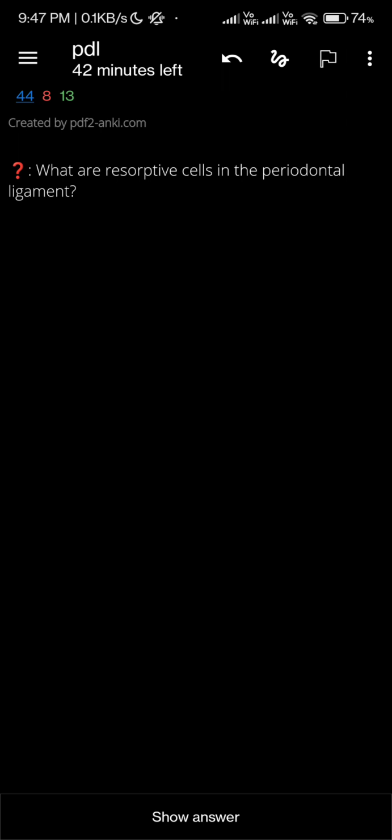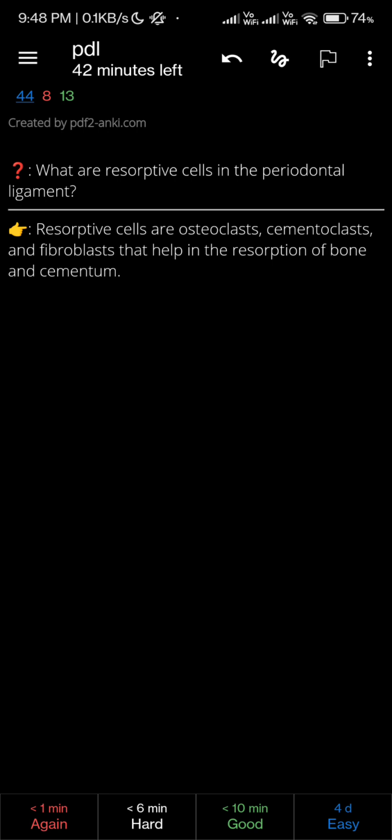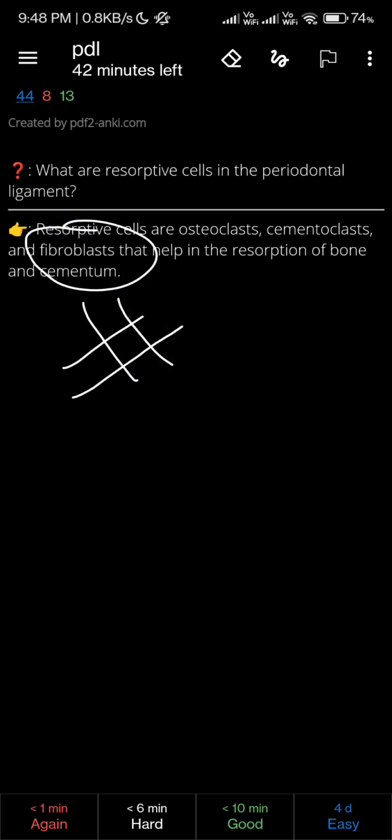What are the resorptive cells in the periodontal ligament? We have osteoclasts, progenitor cells, and cementoclasts. Resorptive cells are osteoclasts, cementoclasts, and fibroblasts, that help in the resorption of bone and cementum.